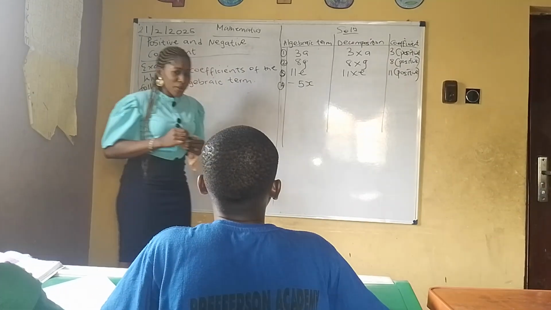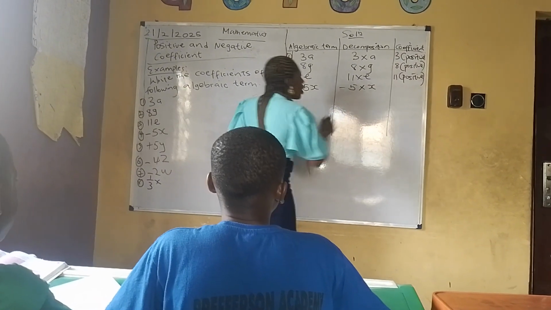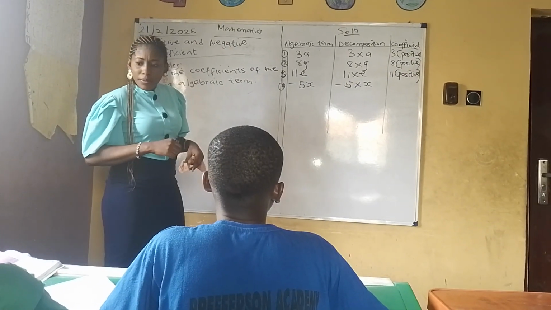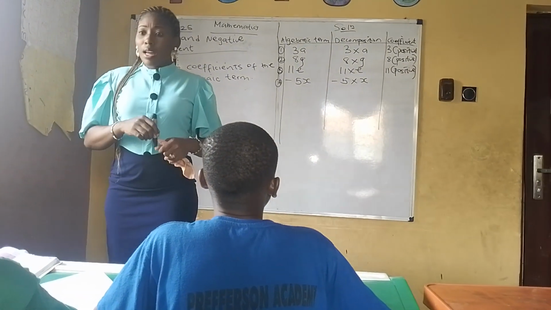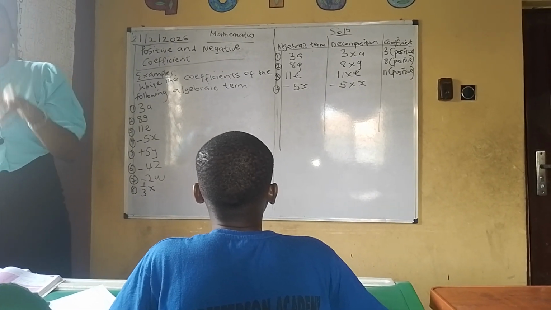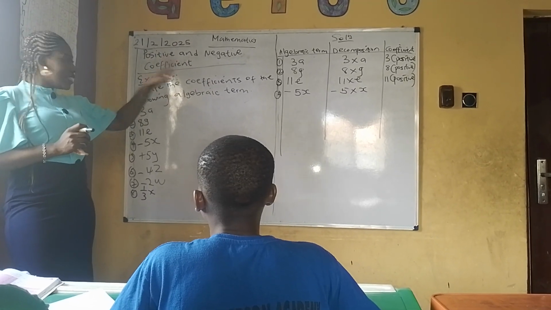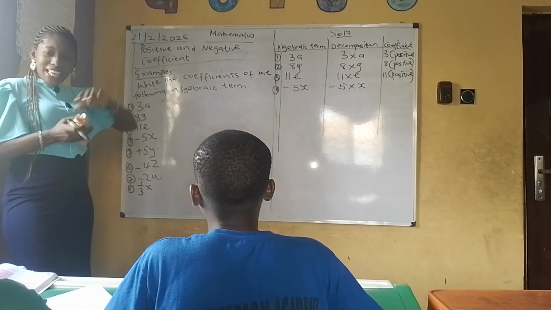So number 4 here we have minus 5x. What is the decomposition here? Minus 5 times x. What is the coefficient? Negative 5. Good. Do you know some mistakes that most people make? They will just say 5. They will not talk about the minus. That's why I always hammer it.